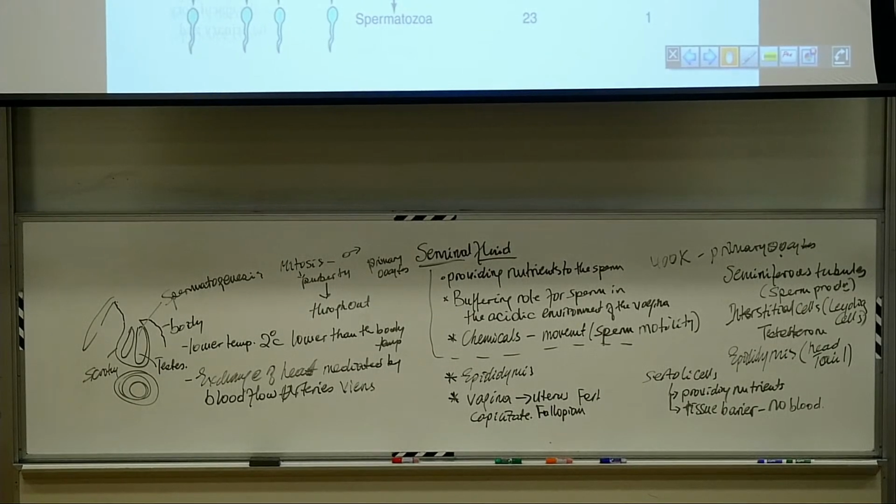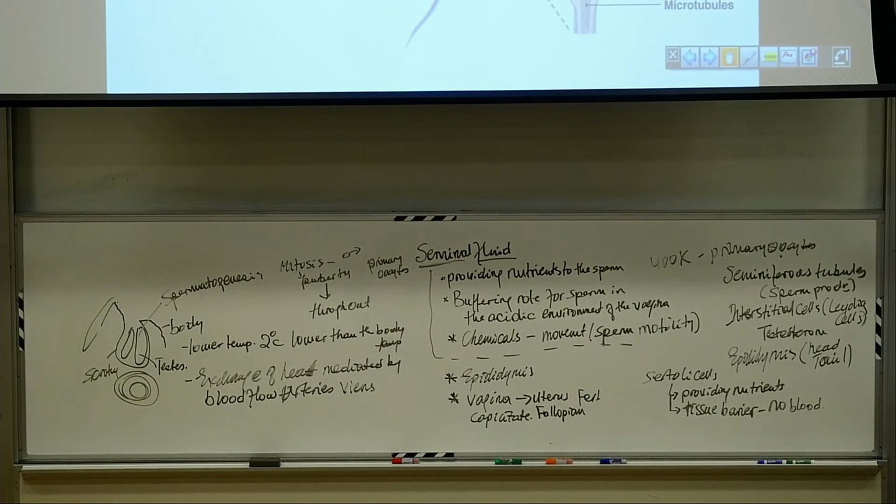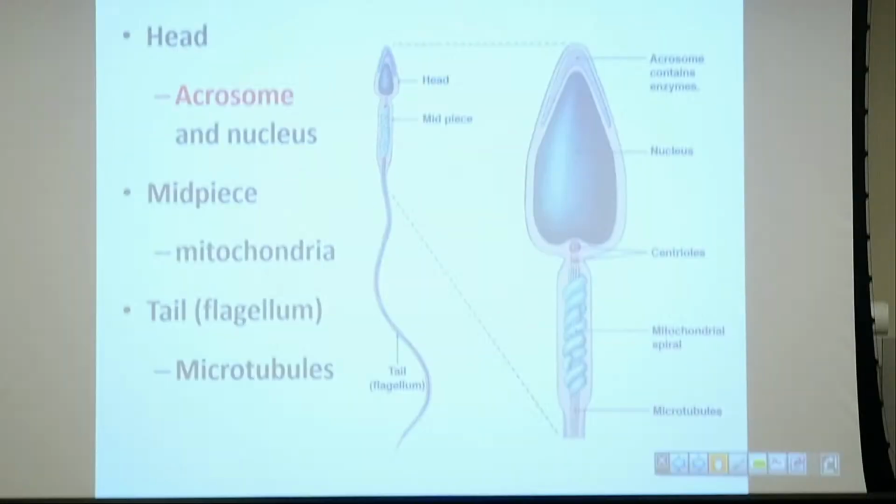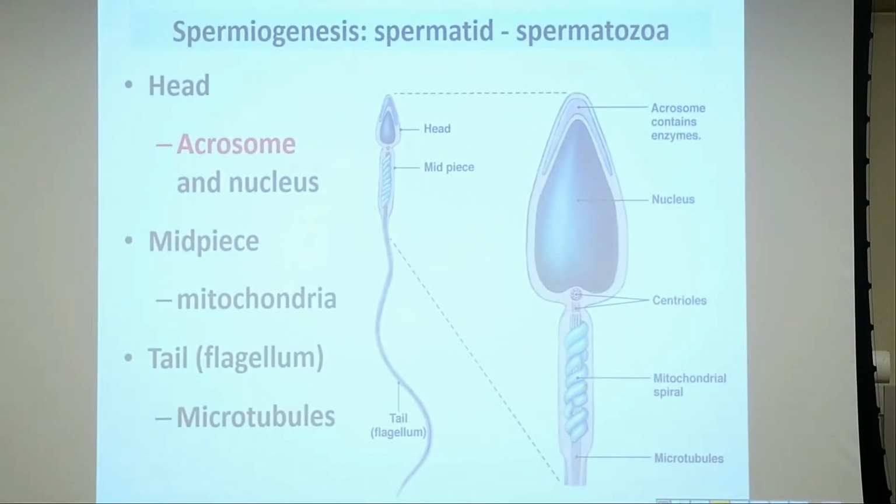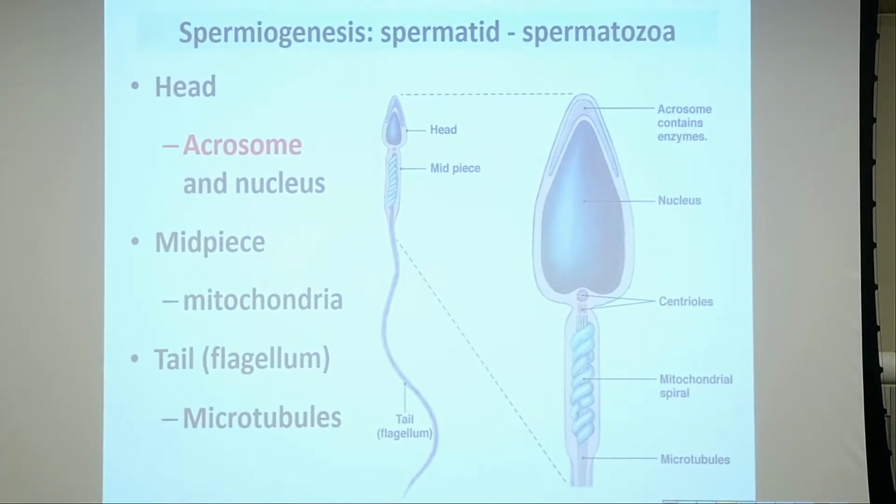throughout the life. There is nothing special on this one. We have already seen that one. So the sperm has three structures. We have already seen that, but just for you to summarize.